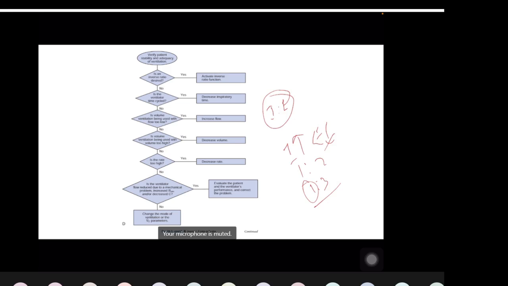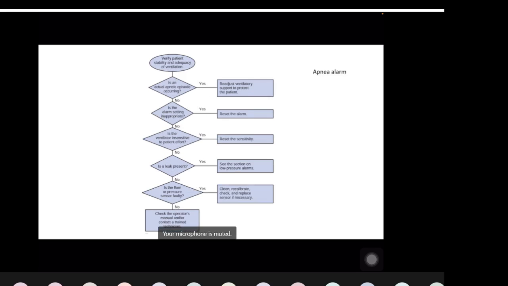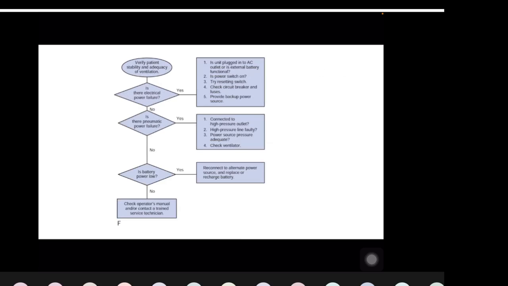insensitive to the patient effort, we have to reset the sensitivity, assess for leak if a leak is present or not, and also look at the sensors. And last and most important, sometimes we fail at the moment when the patient is suddenly becoming bad and we intubate the patient and connect to the ventilator. We often forget to connect the ventilator to the power supply. So it is very important that we check that adequate battery is present and the ventilator is properly connected to an AC supply.